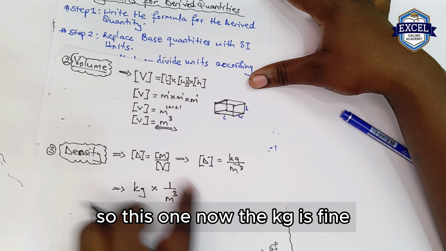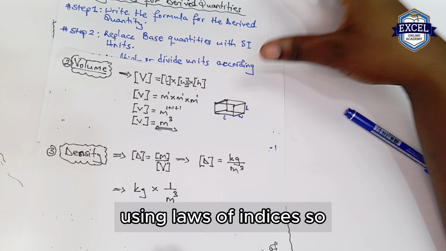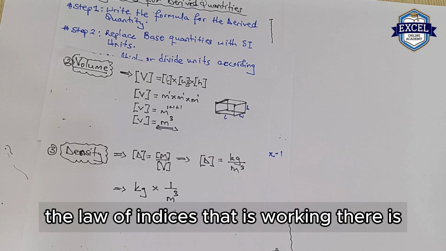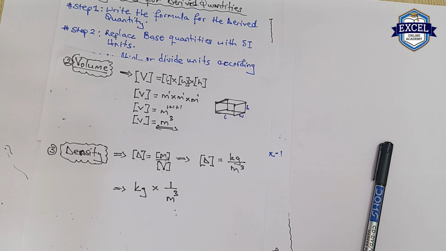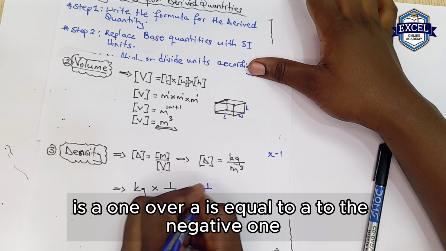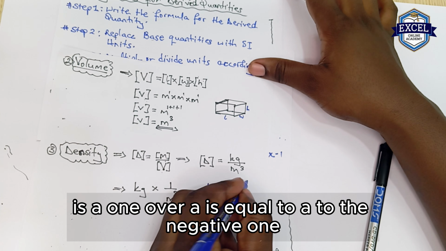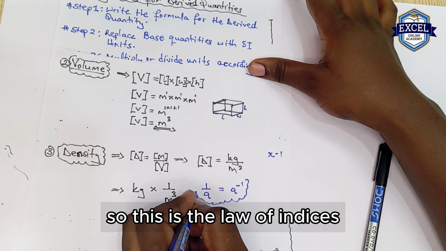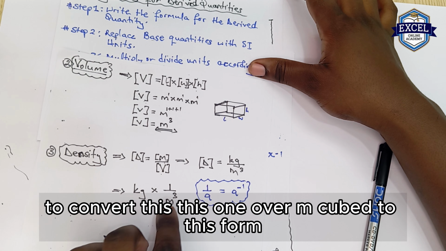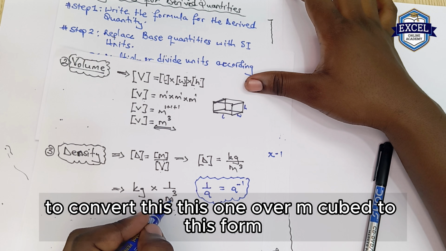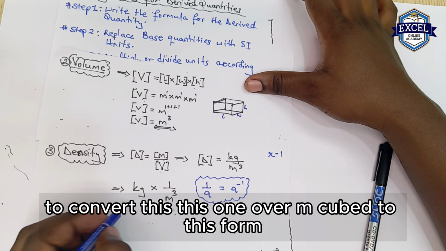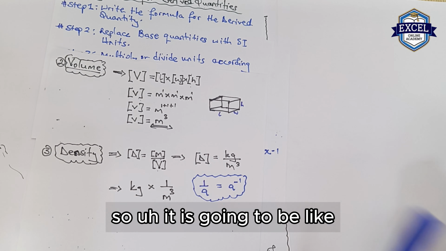So the kg is fine. Now let's convert this 1 over M power 3 using laws of indices. The law of indices that is working there is of this form: 1 over A is equal to A to the negative 1. So this is the law of indices that we're going to be using to convert this 1 over M cubed to this form.